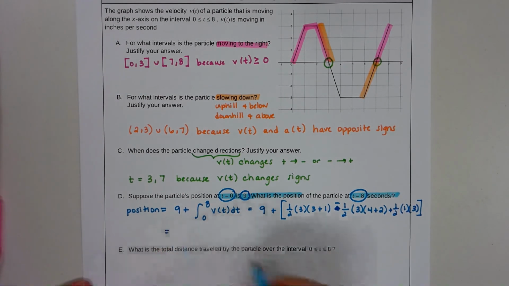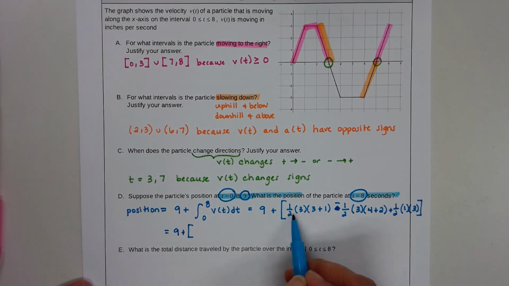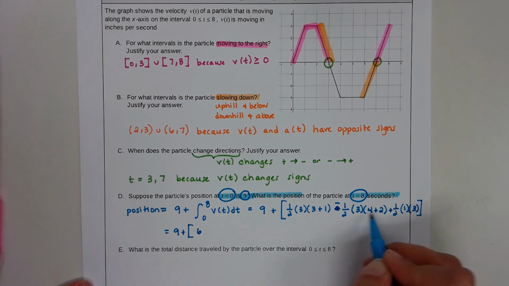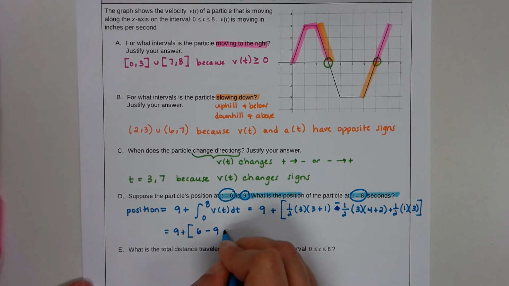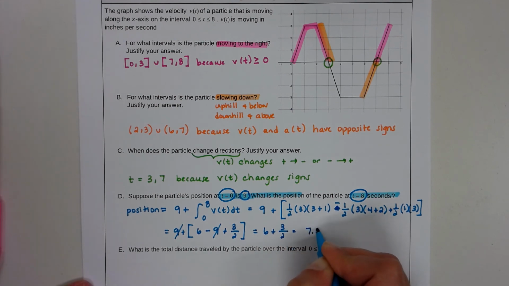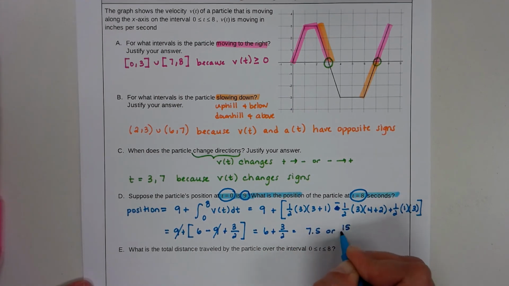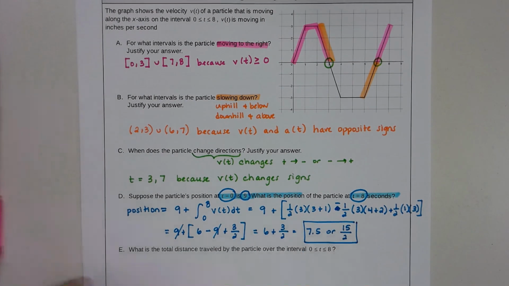Now I'm going to simplify this. So I have 9 plus 3 plus 1 is 4, over 2 is 2, times 3 is 6. 4 plus 2 is 6, over 2 is 3, times 3 is 9, and 3 over 2. Now this 9 minus 9 cancels, so I just have 6 plus 3 over 2, which is either 7.5 or 15 over 2, depending on what you would like to write it as, a fraction or as a decimal.